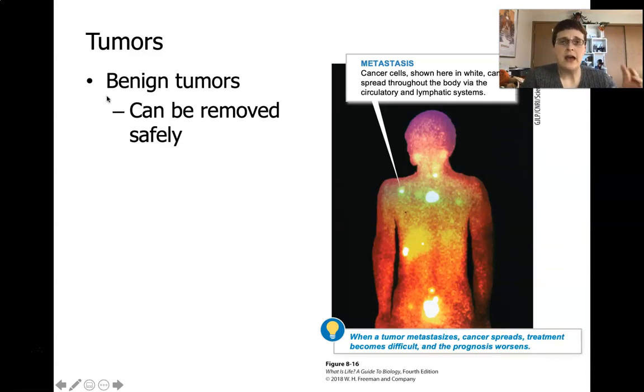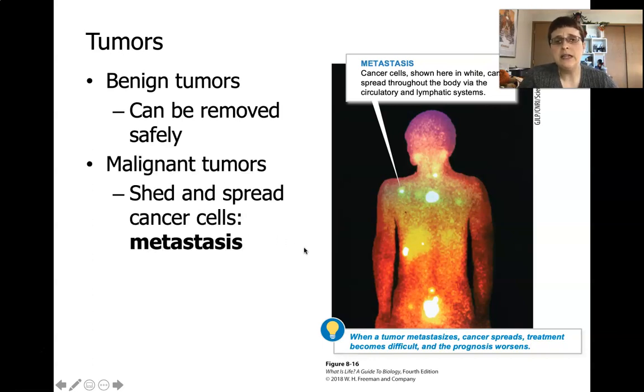Benign tumors have not gotten that last characteristic of the reduced stickiness. Benign tumors are not considered cancer. These are ones that can be removed safely because they are located in a central area. And sometimes, like I know there's things like fatty lipomas and moles and things like that are considered benign tumors, and this is because they haven't moved. They're staying in one spot.